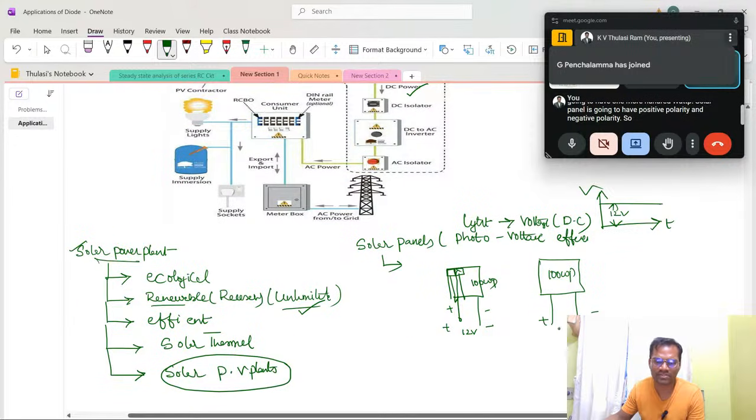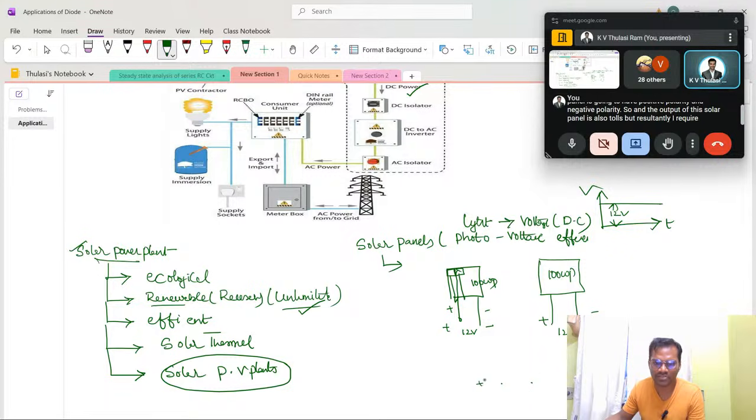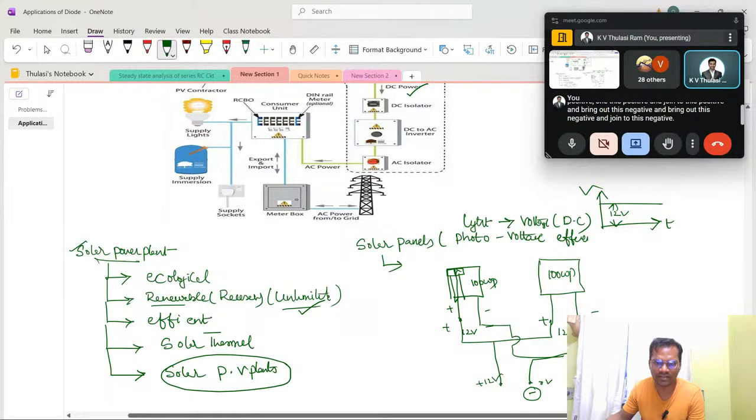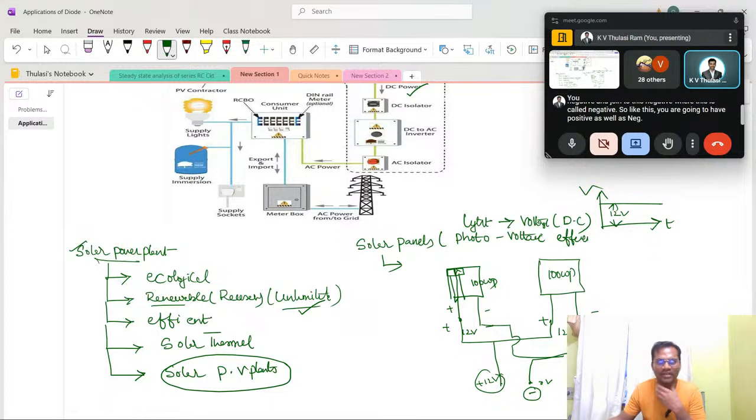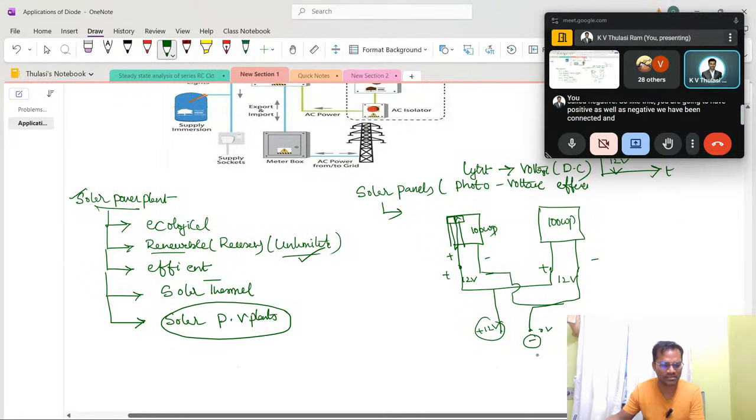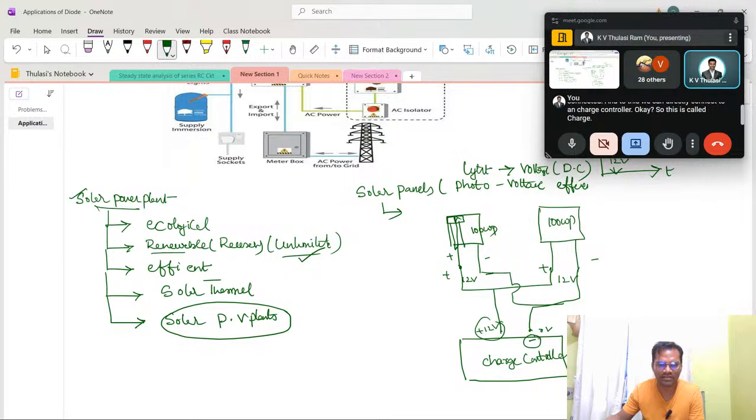The output of this solar panel is also 12 volts, but I require only 12 volts at my charge controller. So join this positive and this positive, and bring out the positive; join this negative and this negative, and bring out the negative. Like this you have positive as well as negative, and to this we can directly connect a charge controller, which regulates the output.